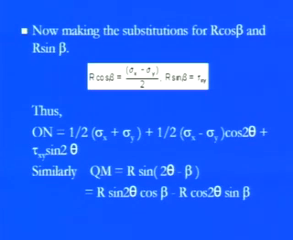R cos β is nothing but equal to, you see here, these are the substitutions which we need to make, and we can get these things by the geometry itself. So R cos β is equal to (σx − σy)/2, and R sin β is nothing but τxy. Again, this is a very good assumption.